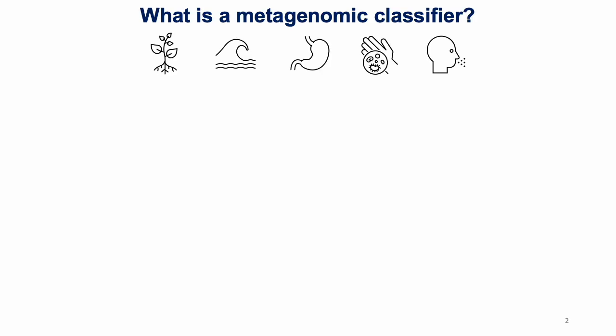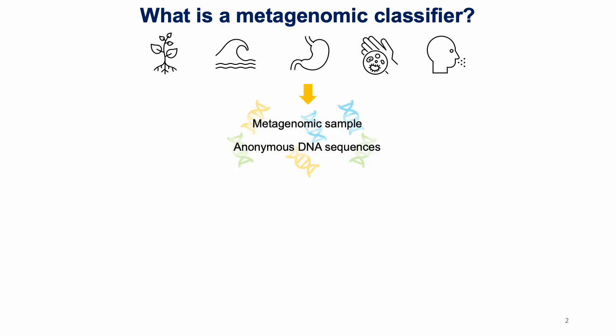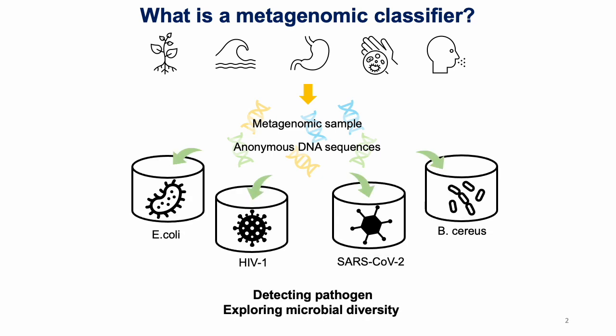Metabuli is a metagenomic classifier. Then, what is a metagenomic classifier? We can extract DNA reads from any environment such as soil, ocean, human gut and skin, and patient samples. But they are just anonymous. The task of a classifier is to identify the origin organism of each read. It can be used to explore or compare microbial diversity of various environments. Also, it can be applied to detect pathogens acquired from patients or public spaces.